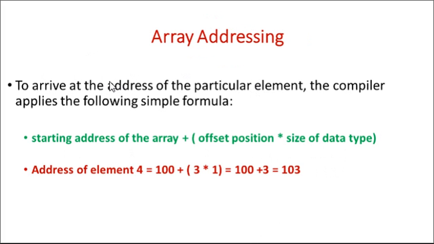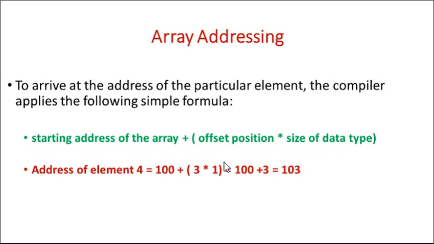So this is how the further part can be explained. To arrive at the address of a particular element, the compiler applies the following simple formula: starting address of the array, which in our case is 100, plus offset position. The offset position is 3, since we started from 0. So it is 3 into the size of the data type.